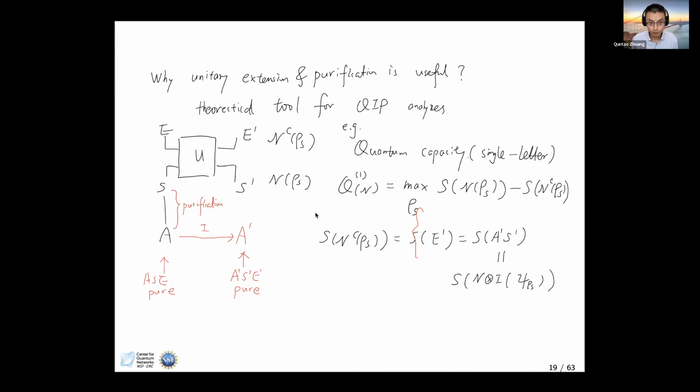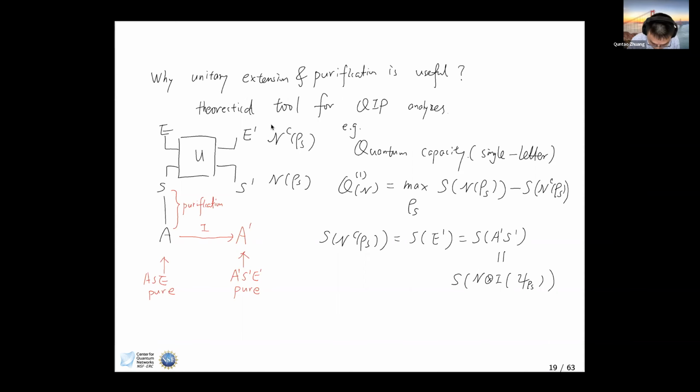Okay, so now before we jump into the business of Gaussian channels, let's just in one slide give an example of why we go to the trouble of purifying everything to unitary extensions. What's that going to buy us? It's going to be a very useful tool for quantum information processing analysis. Anytime you calculate entropy, or quantum channel capacities, these purifications and unitary extensions appear all the time. Let's give a simple example.